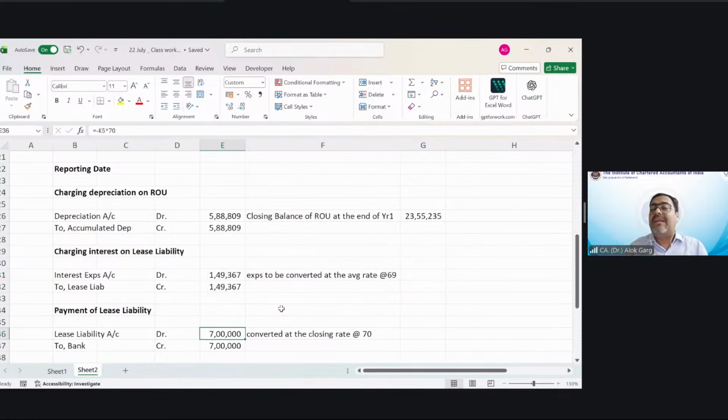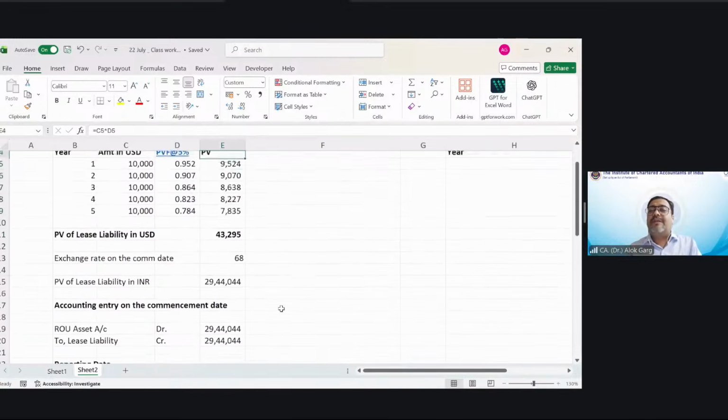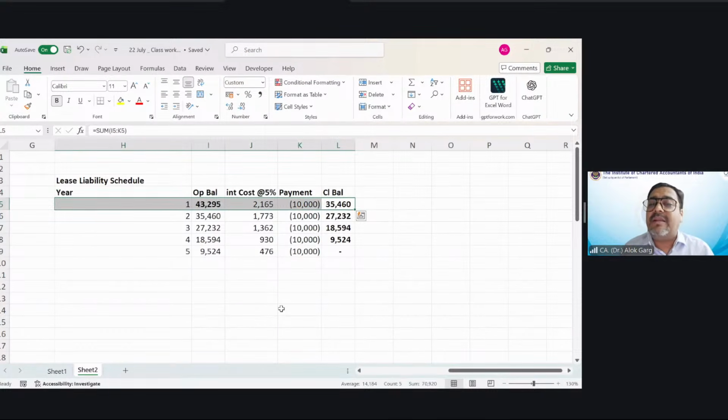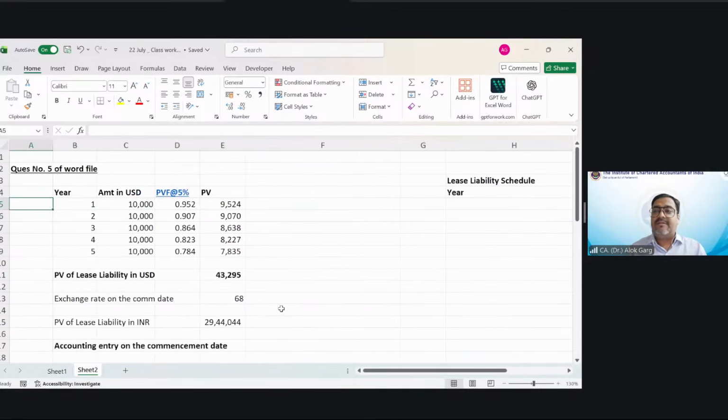Now I will pay the lease liability. $10,000 I am paying, multiplied by the rate at the end of the year, the day I am paying. That day the rate is 77, so lakh rupees lease liability I am paying, my dear friends. Any doubt, any problem, any question so far? Now tell me, what is my closing balance of lease liability? Lease liability is a monetary item. What is my closing balance of lease liability? 35460, right?